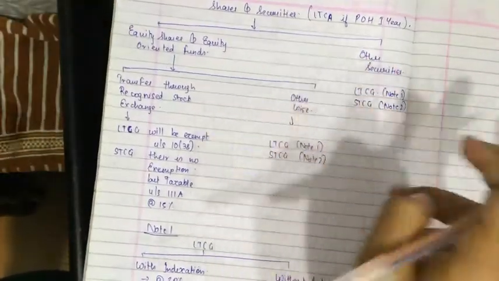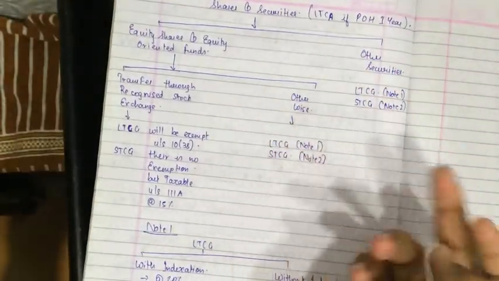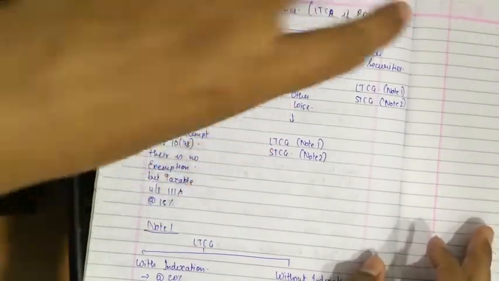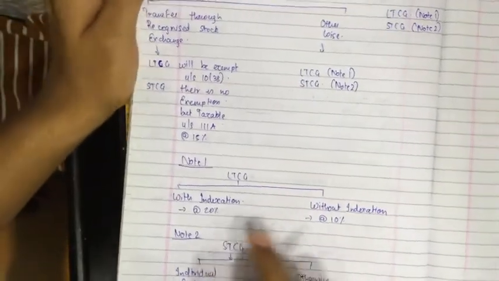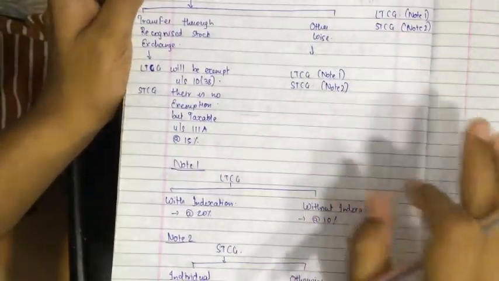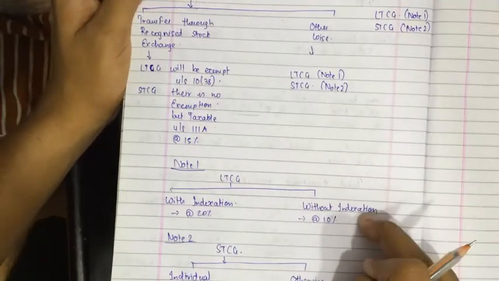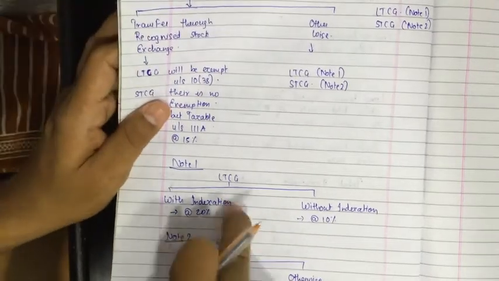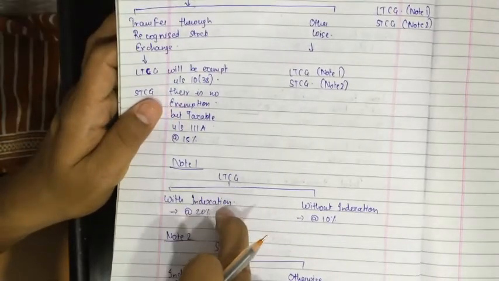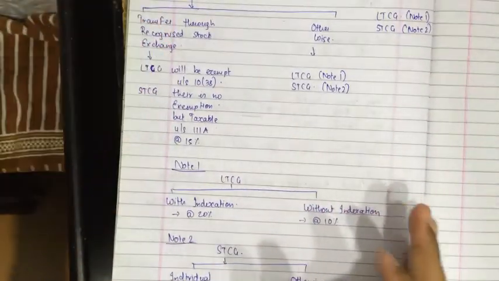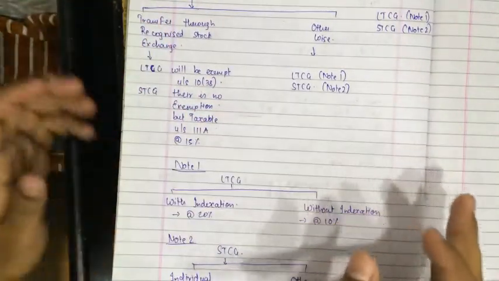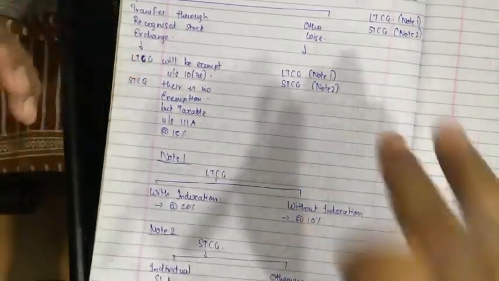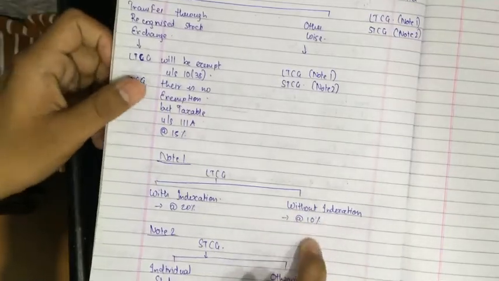But otherwise, if not transferred through a recognized stock exchange, long-term capital gain will be taxable as per the normal asset pattern at the rate of 20% if it has taken indexation, but without indexation at the rate of 10%. A person will be a fool if taking it without indexation. You should take with indexation, even though it is a 20% rate. My personal advice is to take with indexation, because in indexation you get a huge difference in the amount between cost of acquisition and indexed cost. So you should always take with indexation. But if the question specifies without indexation, then you take the rate of 10%.